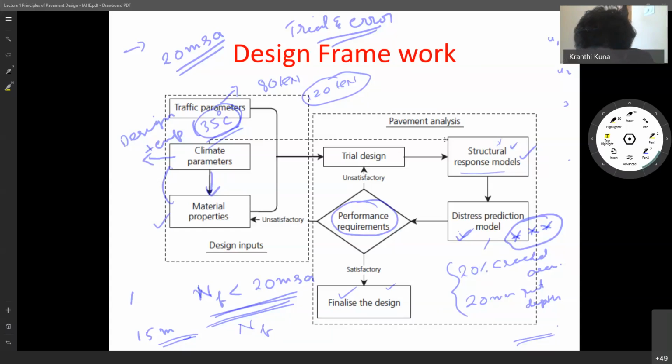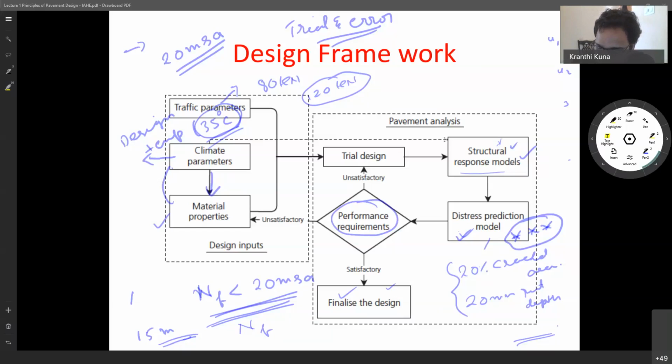Yeah, so what I'm saying is, more or less every country has a procedure, but the performance requirements, I mean performance models and climatic considerations, and the conditions at which we have to test a particular material, those things will vary.